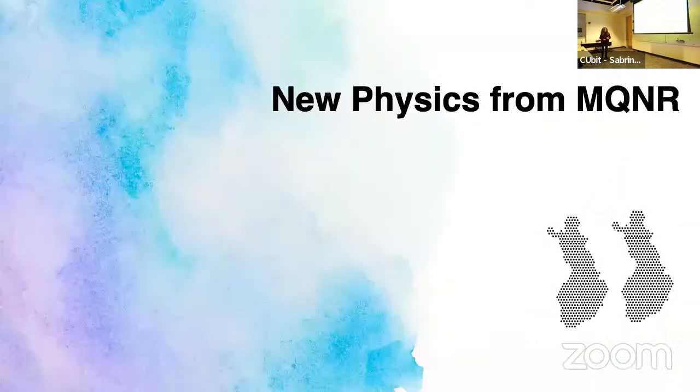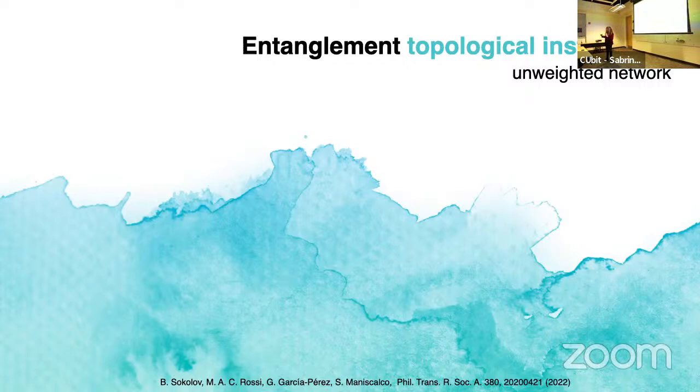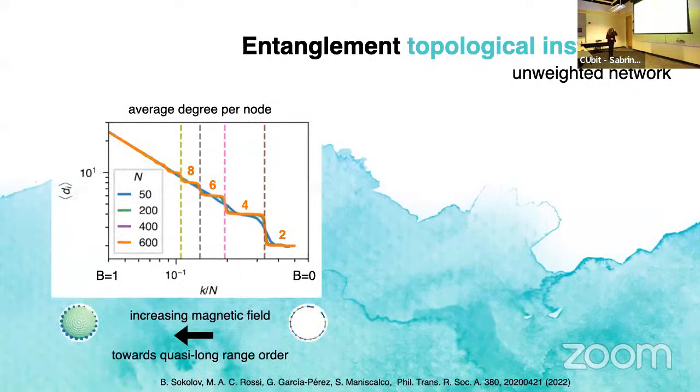And now in the next part, I will go to new physics for MMR, and I will talk about the entanglement topological instabilities. In this case, I switch to the unweighted network. So I will describe how certain instabilities are present in these systems in the case of entanglement. Before, I looked at strength, so at the weighted links, and now I'm looking at the unweighted links, so just the presence or absence of a link, meaning separability versus entanglement. So I look at the unweighted network, and this is what we discovered.